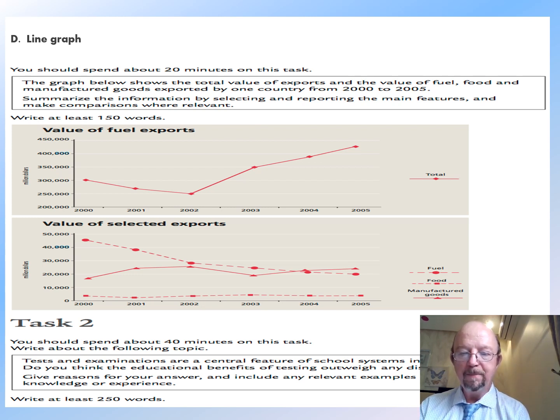He doesn't need to report on every single aspect of the line graph, but just the important parts of it. Important is, of course, the start, and what the trend was until 2002, which is downwards, and after that, there was an upward movement until 2005. So he needs to mention figures, he needs to mention the dates, and he needs to write an overview of what is actually presented in this particular graph. And the same is applicable to the value of selected exports.